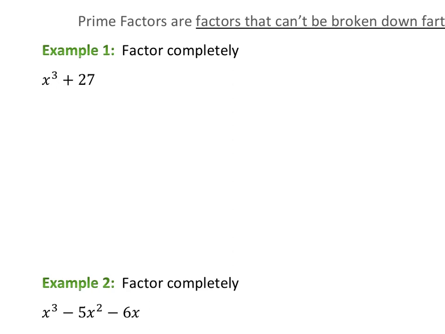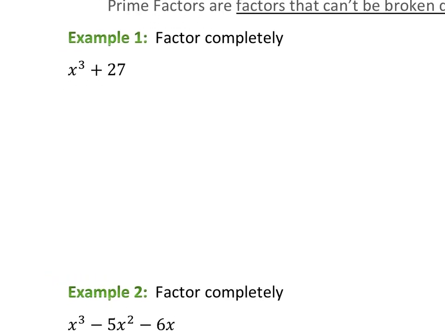But remember, always ask yourself the first question, is there a monomial? There's not in this problem. Next, is it a pattern? Well, this has two terms, so it could be one of our patterns. If it is, based on the exponent, it will be a cubic pattern. So, are both terms a perfect cube? Well, x to the third is, and 27 is as well.